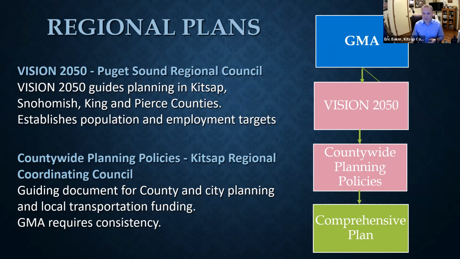All of those lead to the comprehensive plan, which is the local document that only applies to unincorporated Kitsap County. It does not apply to any of the cities, does not apply to the tribal lands, and does not apply to the naval lands. Those are all separate entities. Cities have their own comprehensive plans. The tribal organizations do their own planning, and the Navy, an incredibly important part of our economy, does their thing.